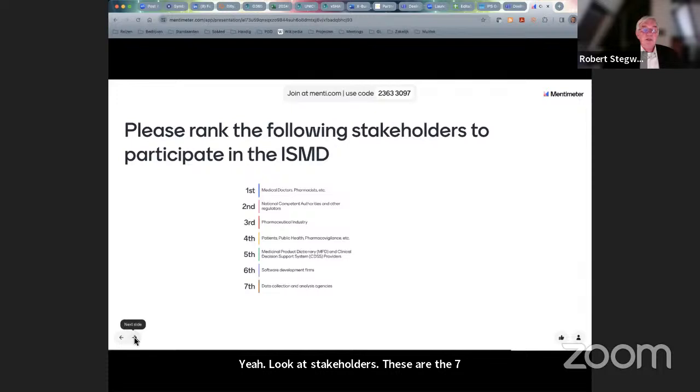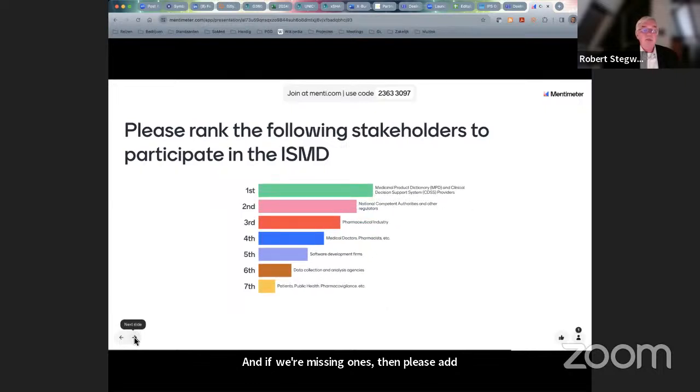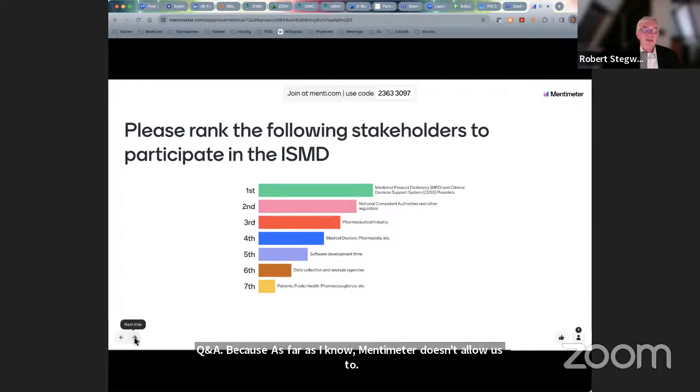groups of stakeholders that we've identified across the landscape, and we'd like to see who you feel should be the priority stakeholders that need to be addressed in terms of the Institute for Safe Medication Data and our continuing work on standards and resolving or identifying gaps in the standards from that stakeholder perspective. And if we're missing ones, then please add them in the Q&A, because as far as I know, Mentimeter doesn't allow us to add other and keywords there.